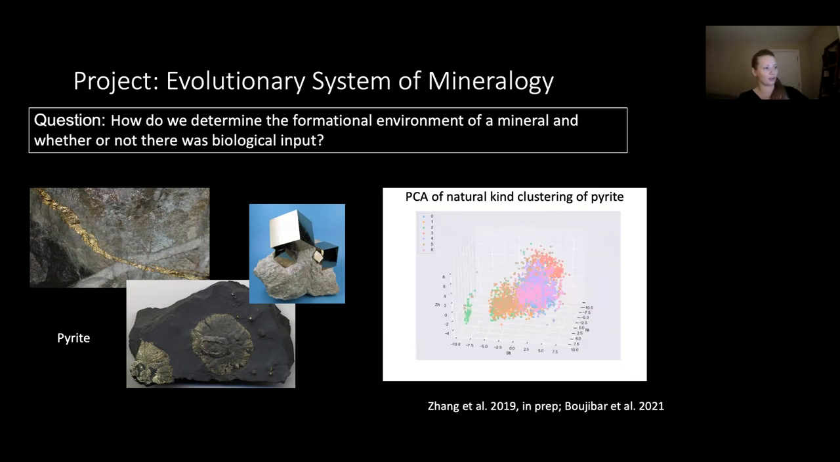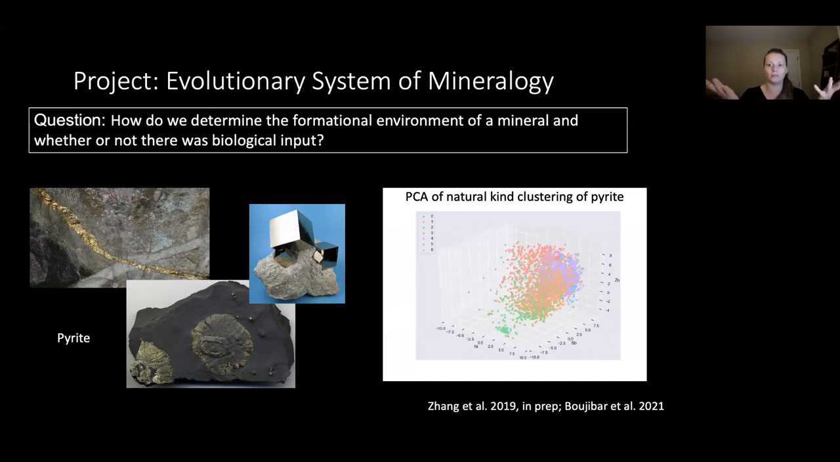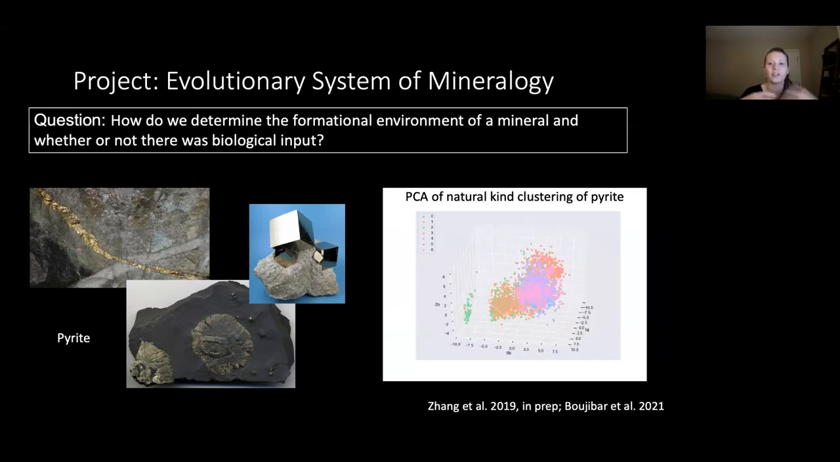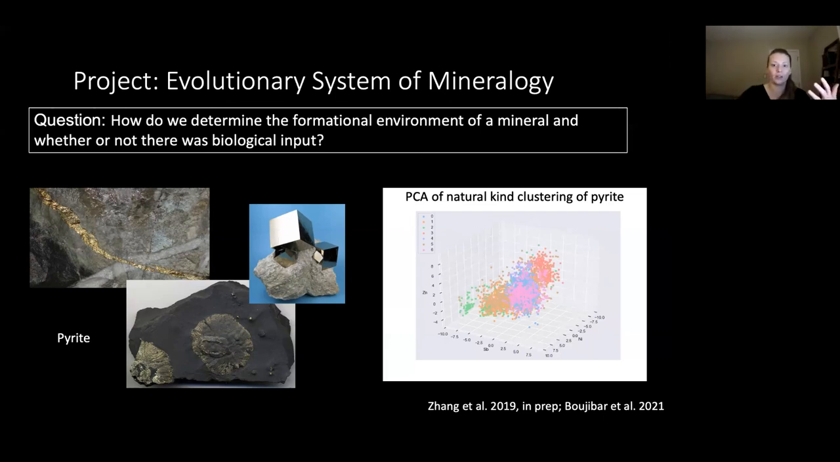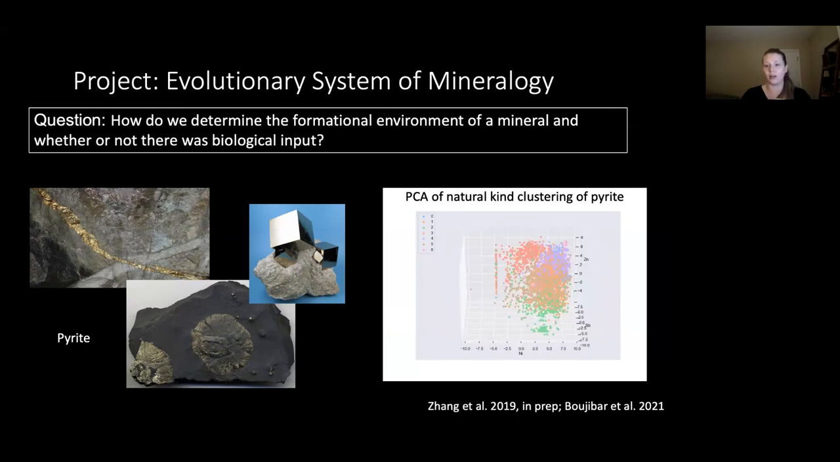Pyrite, for example. I've got some really cool pictures of pyrite up there. It forms in many different environments and ways, some of which have biological input and most of which don't. But if I tell you that I found a pyrite on Mars, what does that tell you about the Martian environment? Not a lot, right? Because it forms in so many different ways. It could be any one of these things. So it's not very helpful for determining the geologic conditions, and particularly whether or not there was any biological input into those environments. However, that information is locked within each mineral specimen.